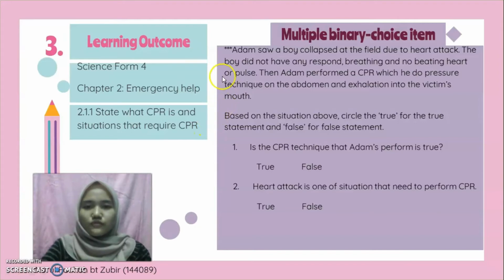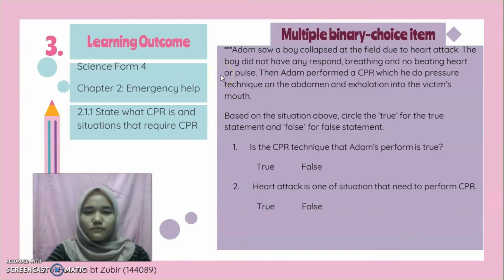Okay, so for example here, the stem is: Adam saw a boy collapse at the field due to a heart attack. The boy did not have any response, breathing, and no beating heart or pulse. Then Adam performed CPR, in which he did a pressure technique on the abdomen and exhalation into the victim's mouth. And the first question based on the stem is, is the CPR technique that Adam performed true?